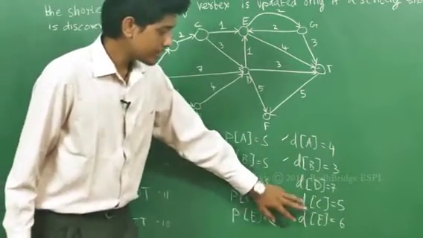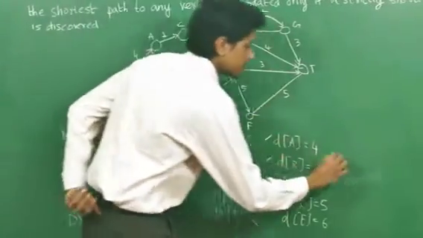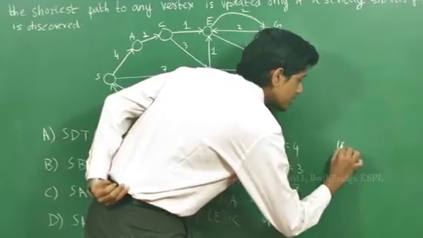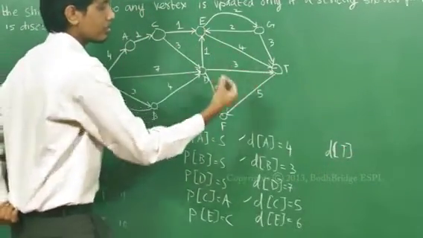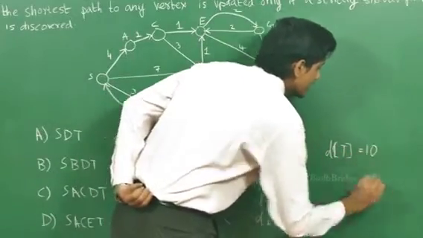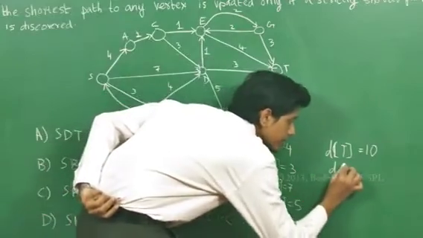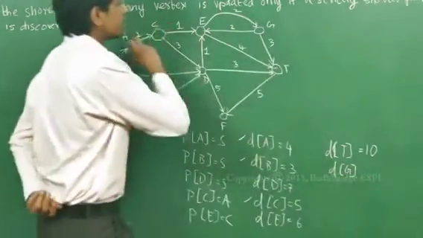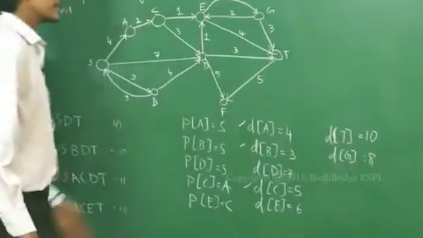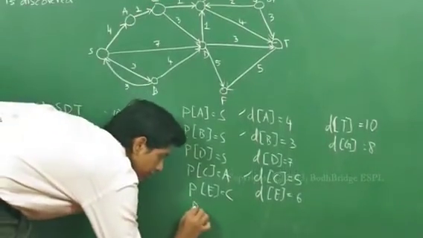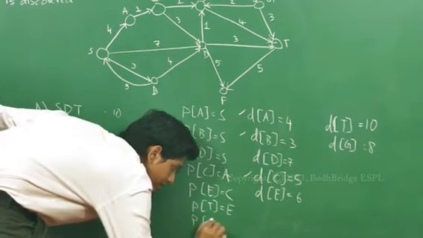Now we have checked C also. Out of the remaining D and E, E is the smallest. So you check E's neighbors. E has only one neighbor, which is T. So distance of T is existing distance, which is 6, plus this length, which is 4, which is 10. And distance of G is existing 6 plus 2, which is 8. And you set predecessors. So predecessor of T is E, and predecessor of G is also E.